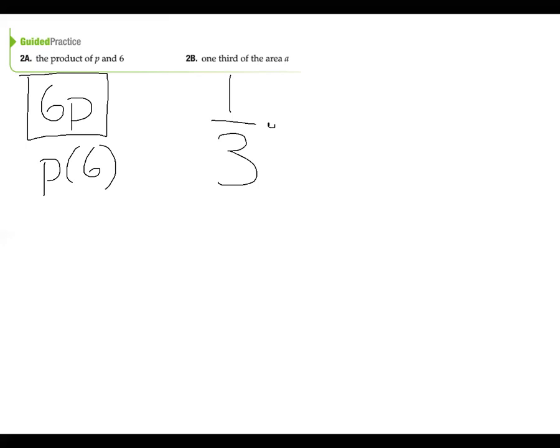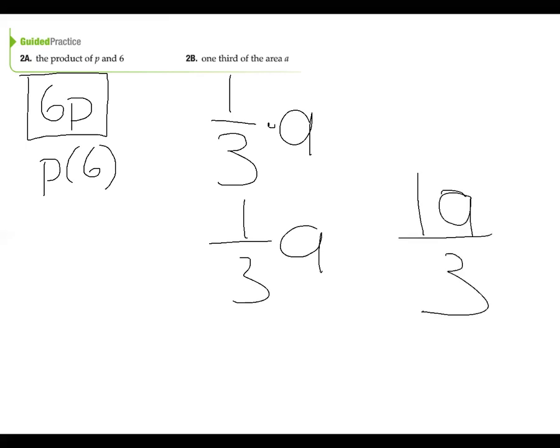All right, the product of p and 6, you could write as 6p, or p times 6. Typically, when you're multiplying a number and a variable, you put the number first. 1/3 of the area A. So of means to multiply, so it's 1/3 times A, or you could write it 1/3 A, or 1A over 3. And even A over 3 would still work, because when you multiply by 1, 1 times A is the same as A. All right?